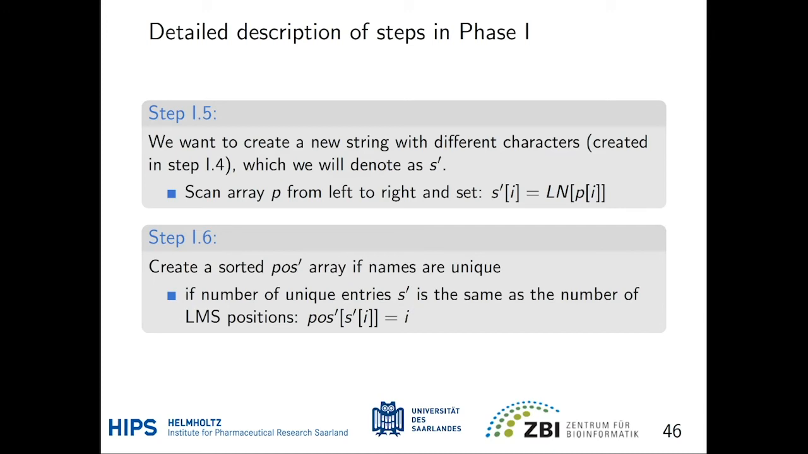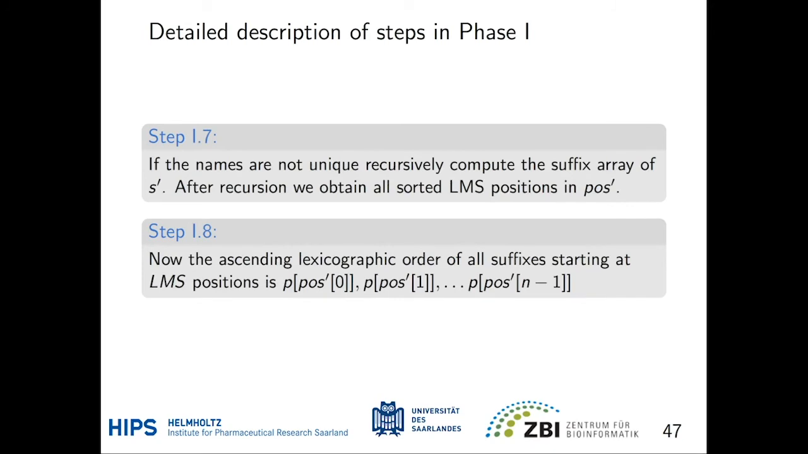Now we collect these new names in a string called s prime. If all the names are different, then the number of these names is equal to the number of LMS positions, and in this case we can directly compute a suffix array pos prime for the string s prime, and this will give us the correct ordering of the LMS positions. But if some LMS substrings are identical, then this will not be possible. So we need to do an additional step.